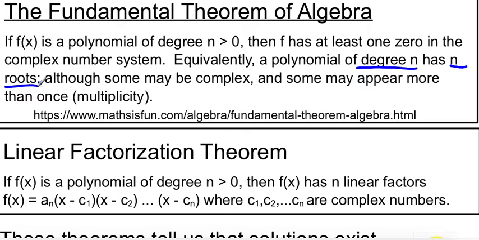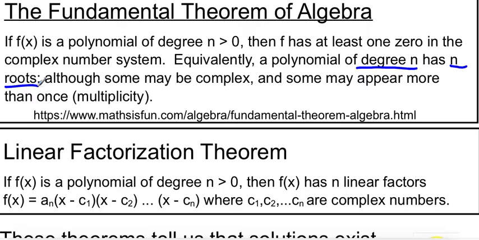Remember the multiplicity? This website here has more information about the fundamental theorem of algebra if you want to find out more about it. But this is the version that we're going to be dealing with more, that if you have a degree 4 polynomial, there are 4 roots. They might be repeated roots, they might be complex roots, but there are 4 of them.